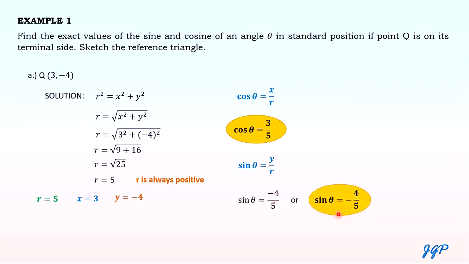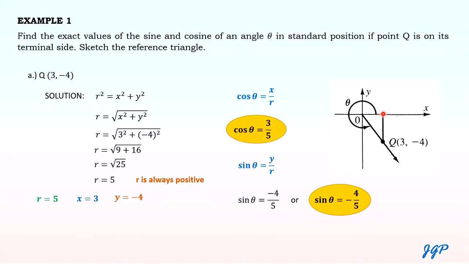And how are we going to sketch the reference triangle? So here it is. Here is our Cartesian plane and here is our point Q. Since our point Q has an ordered pair of 3 and -4, from the origin, you count to the right 3 units.